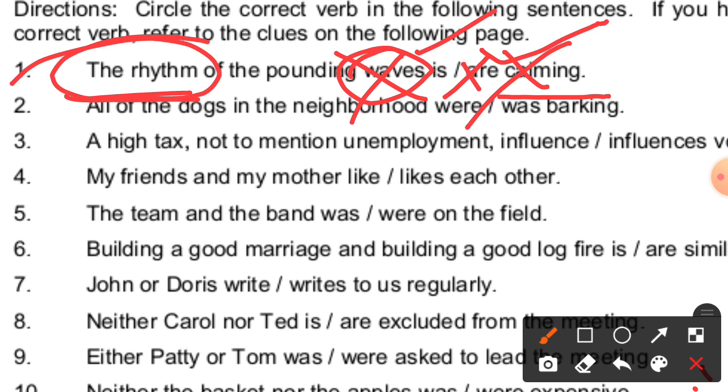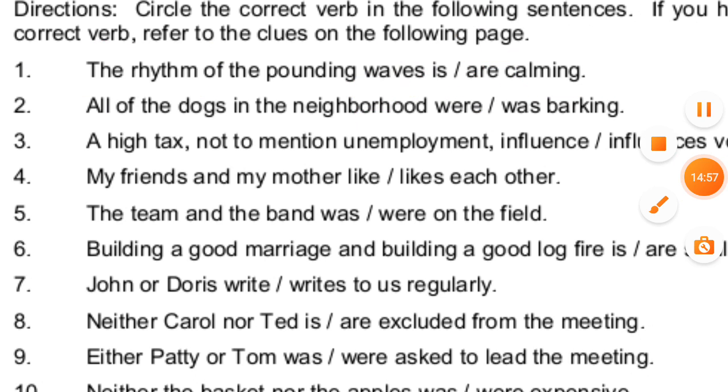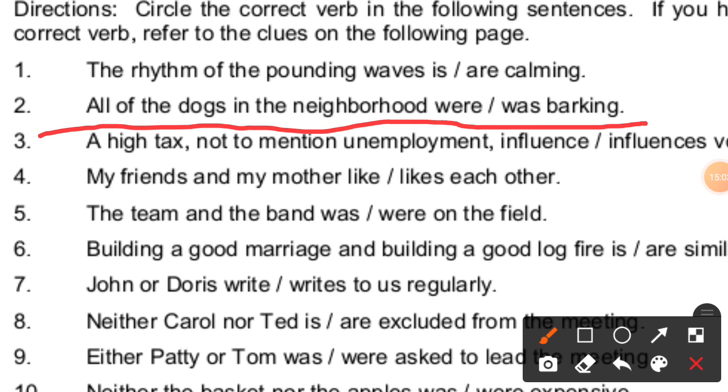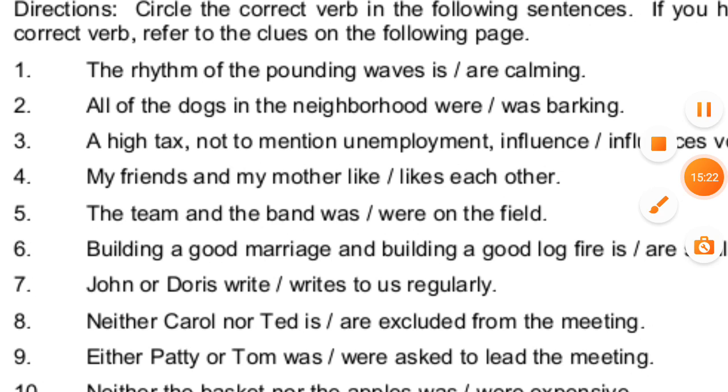Sentence number 2. Sentence 2 says that all of the dogs in the neighborhood were or was barking. Yes, those dogs are really a nuisance and they bark a lot in the neighborhood. Yes, it is a real problem for everyone. So, all of the dogs. What is the subject here, students? All of the dogs. Yes, the clue is given to you.